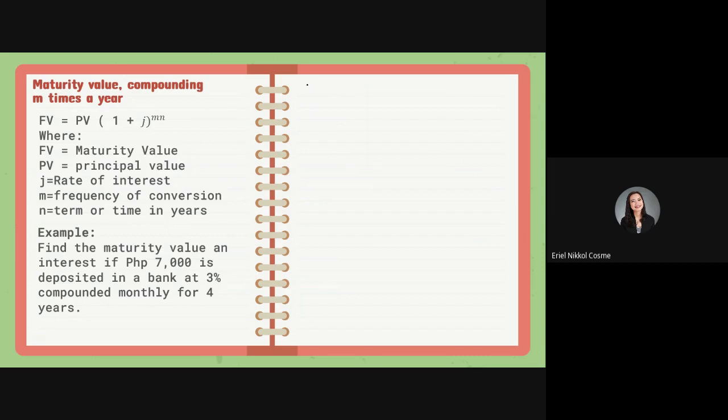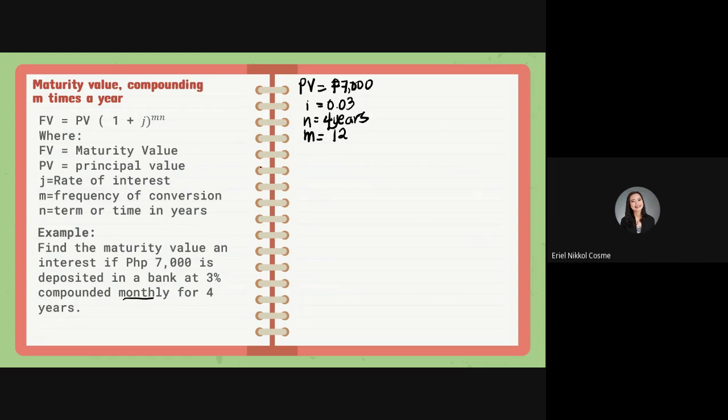Now, let us have first the given values. The given values are the PV, which is 7,000. Next is your rate, which is 0.03, changed into decimal. Next, you have your N, or term or time in years, which is 4 years. Next is our M, or our conversion period. Our conversion period is monthly, so this is 12.